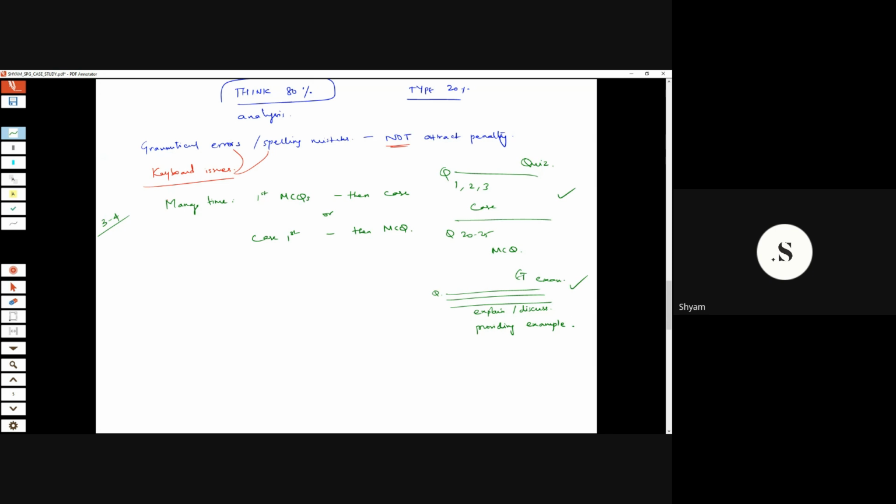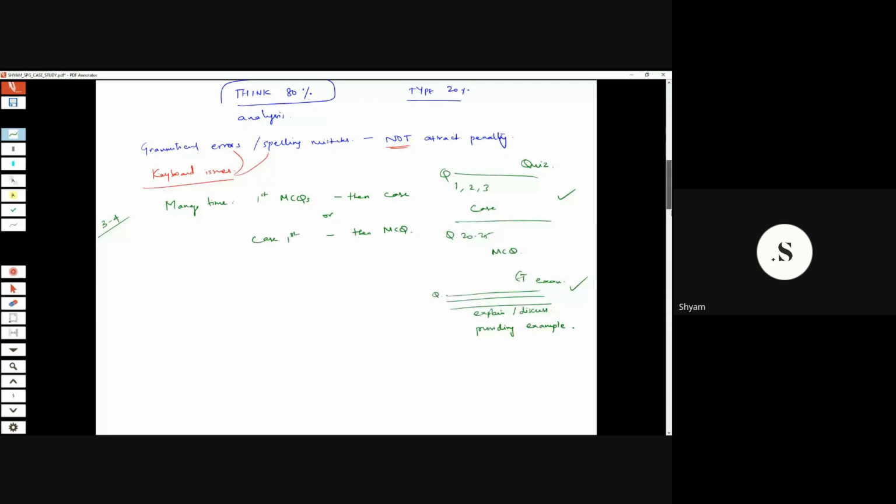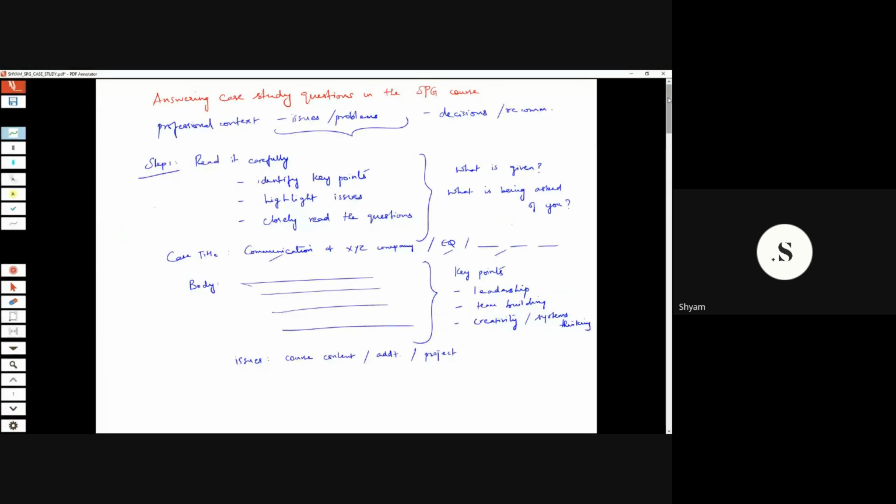So that is it. I have covered the basics of answering case study questions. Let me summarize it for you again. So read the case study carefully, identify the key points, highlight key issues, then read the question. If time permits, read the case study again and identify what is given and what is being asked of you. Then while analyzing the case study, see if it is related to one particular concept or is it covering multiple concepts that are being discussed in this course. Make a note of it in your rough sheet. That would come handy.